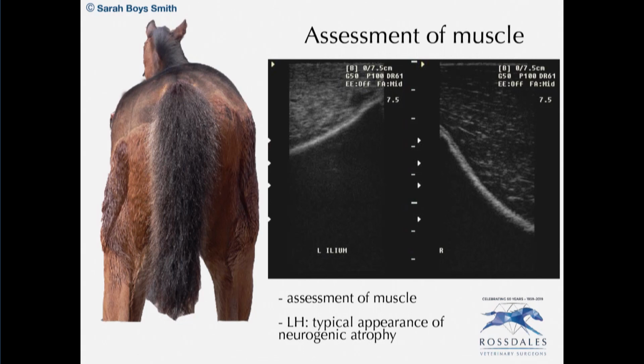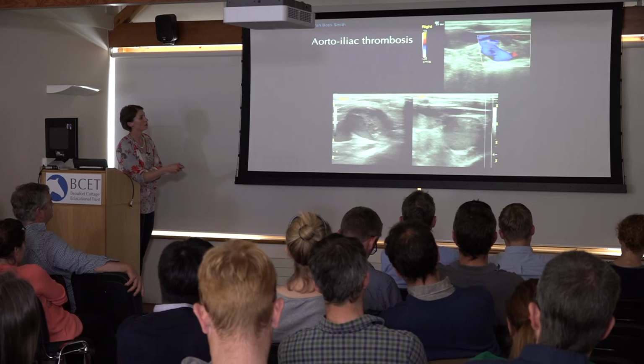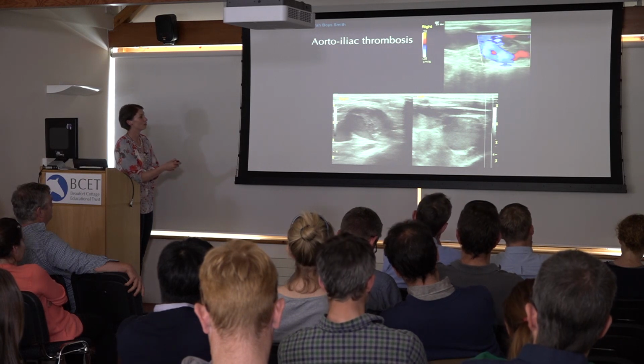And then assessment of muscle neurogenic atrophy. What we would expect to see is a much more echogenic muscle. Obviously, there's going to be less muscle compared to the normal side. Aortoiliac thrombosis, not particularly common. What we can see is a potential clot sitting within this blood vessel here, and when we add the Doppler into it, we can see that we've got partial blood flow around that clot, but obviously we've lost some of the width of that vessel.